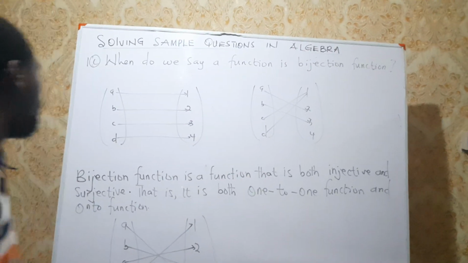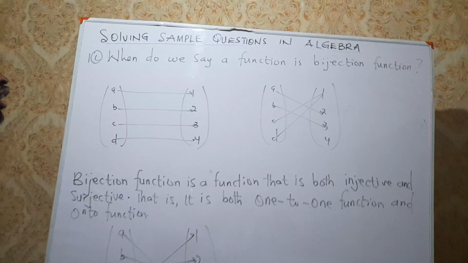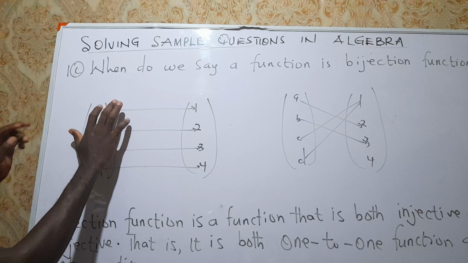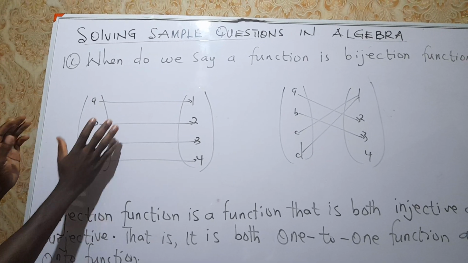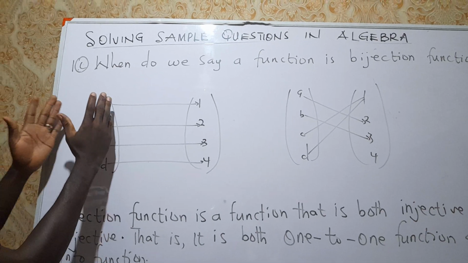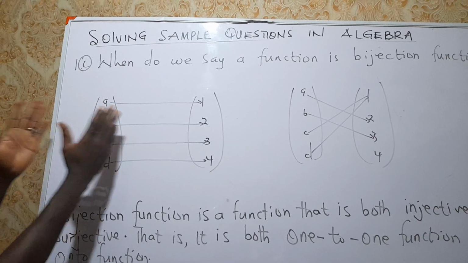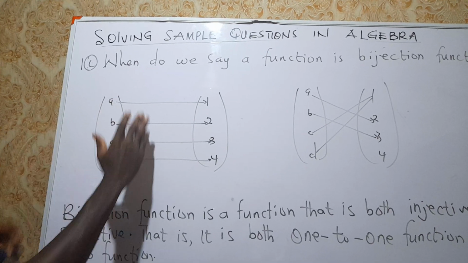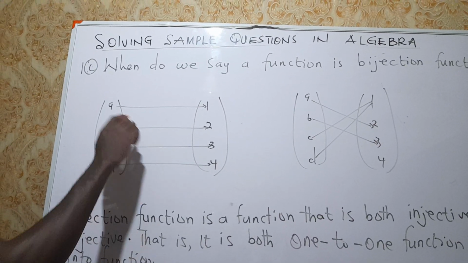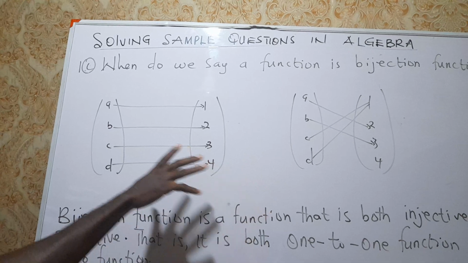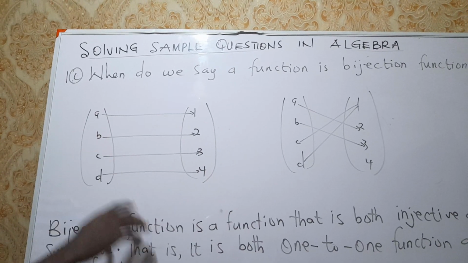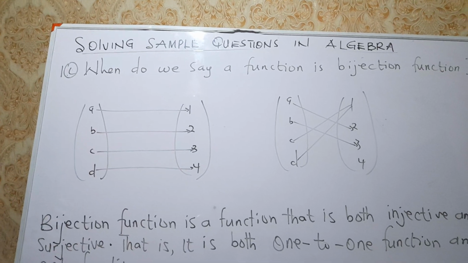Now, when do we say that a function is injective? A function is said to be injective if every distinct element, so we call this the domain, and this is the codomain, every distinct element in the domain maps to a distinct element in the codomain. That is one-to-one. When a function has such a property, we call that function an injective function.